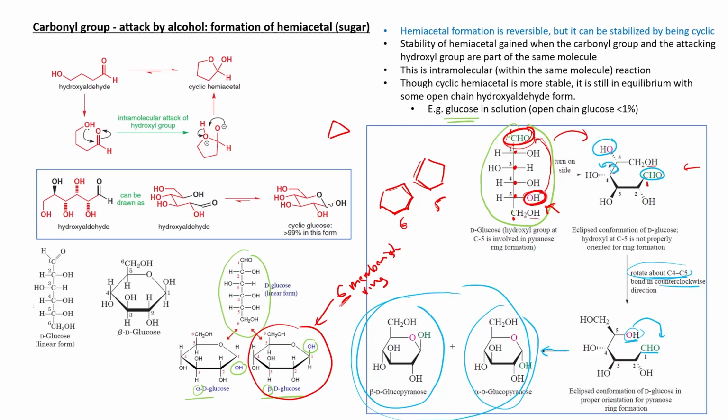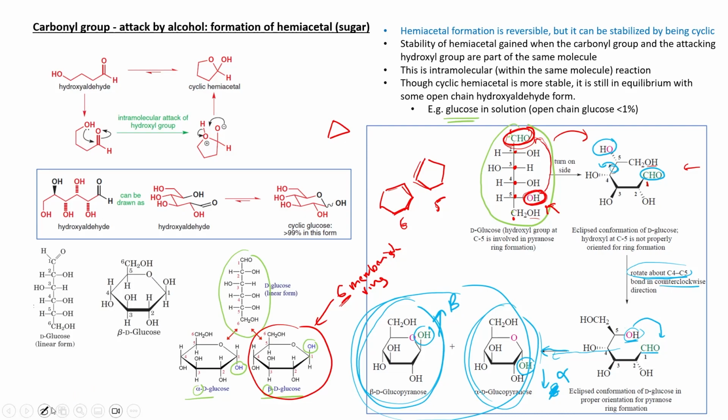You can draw the mechanism, and then at the end you just show there are two products: one with the OH at the bottom, one with the OH at the top. When the OH is at the top, this is beta. When the OH is at the bottom, this is alpha.